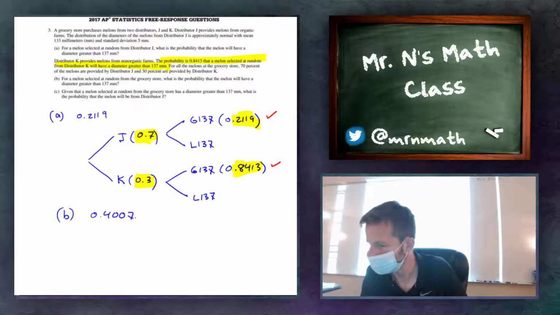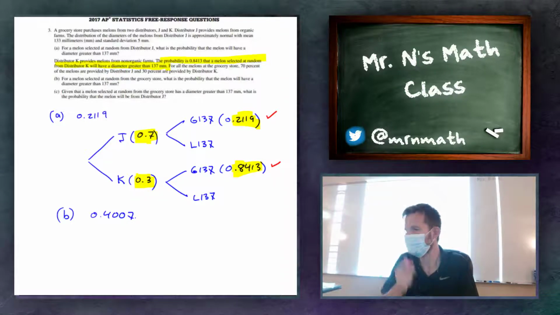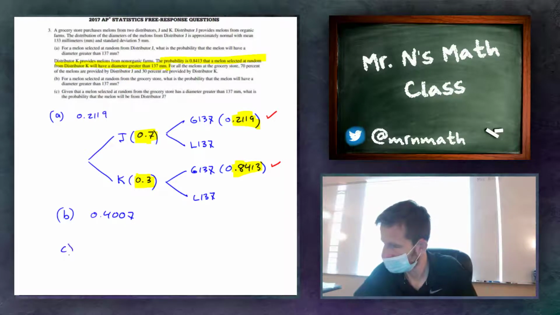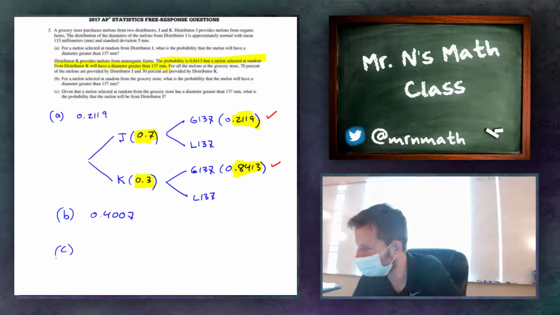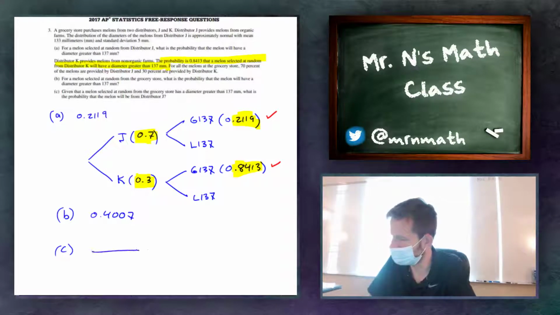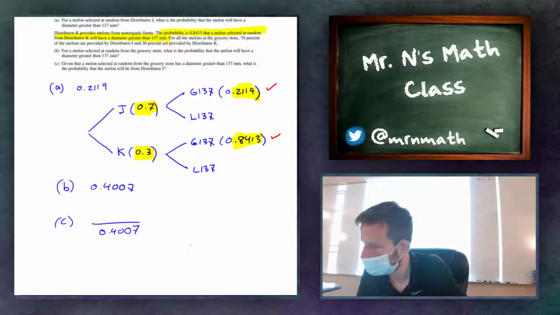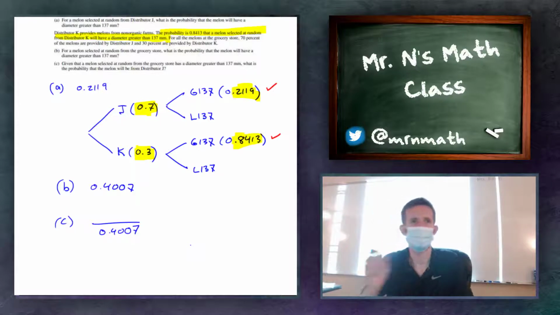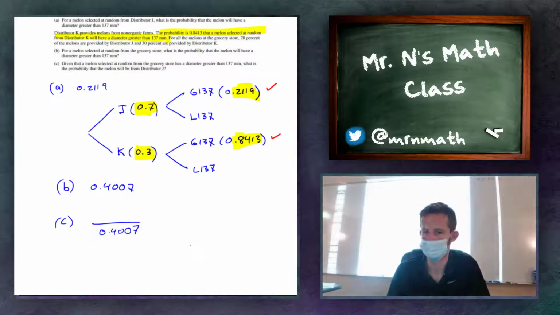All right. Given that a melon selected at random from the grocery store has a diameter greater than 137, what should you be thinking right off the bat when you read that? Yeah, whatever follows the given goes on the bottom, right? So we just calculated that. What is the probability that the melon will be from distributor J? Give that a shot and see what you can do on that one.